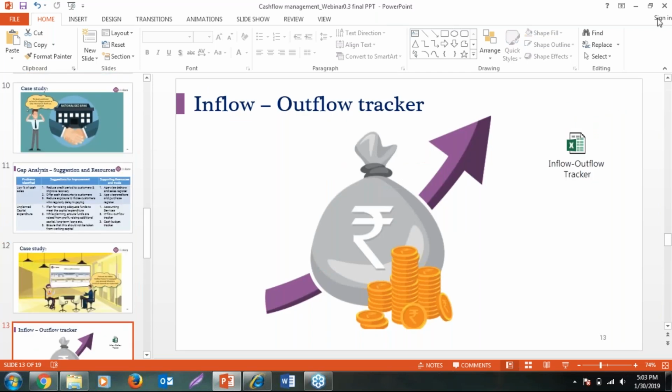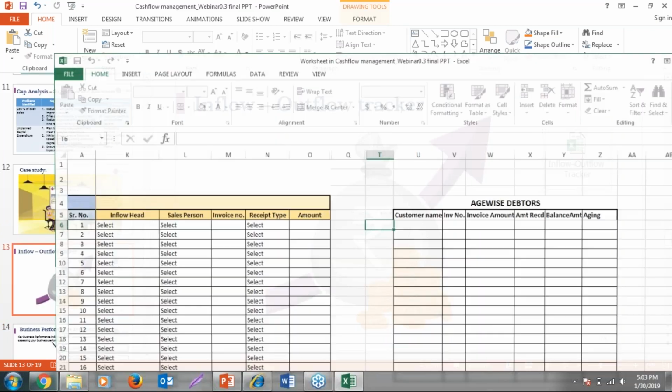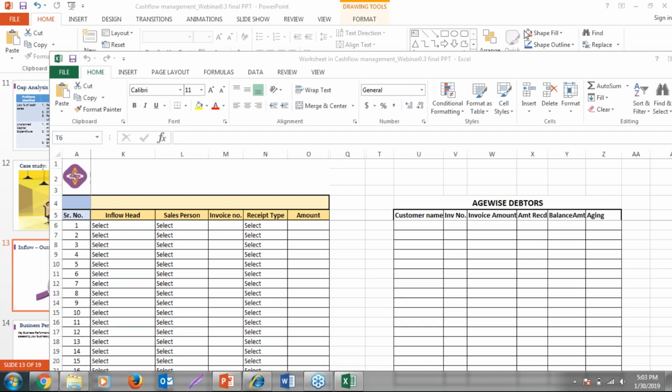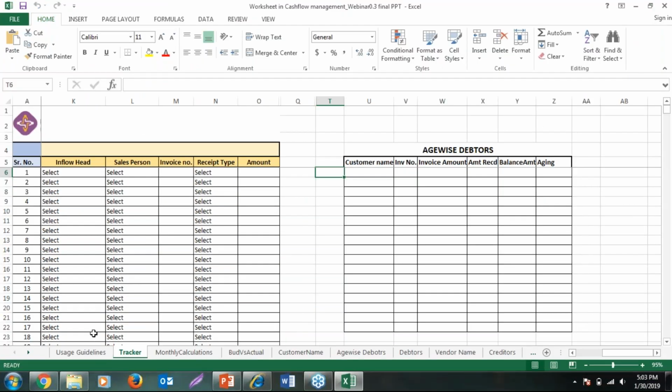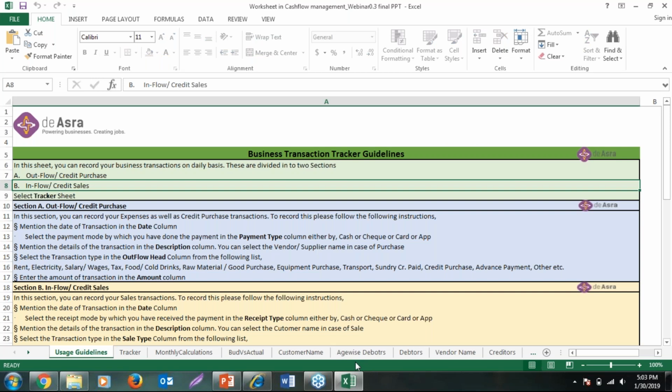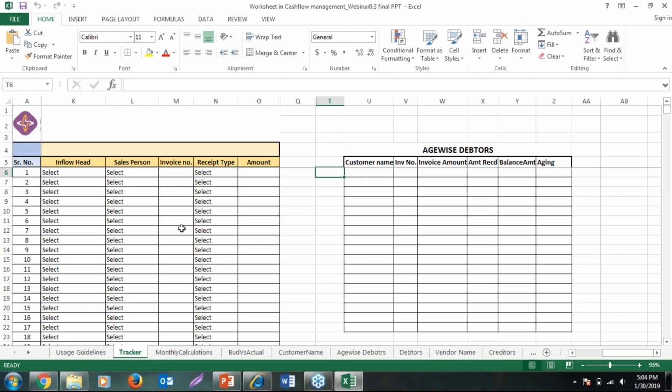So this is the inflow outflow tracker. I will just open the link. Give me a second. Yes, it's here. Great. So here is our inflow outflow tracker. We have also given certain usage guidelines. Whenever you want to read them, you can go through those guidelines and go ahead using the tracker. So what is here in the tracker? This is the inflow, that is, whatever the cash. You just need to select from the drop down. So you can see the opening balance, the cash sales, any advance receipts. You just need to fill this up.